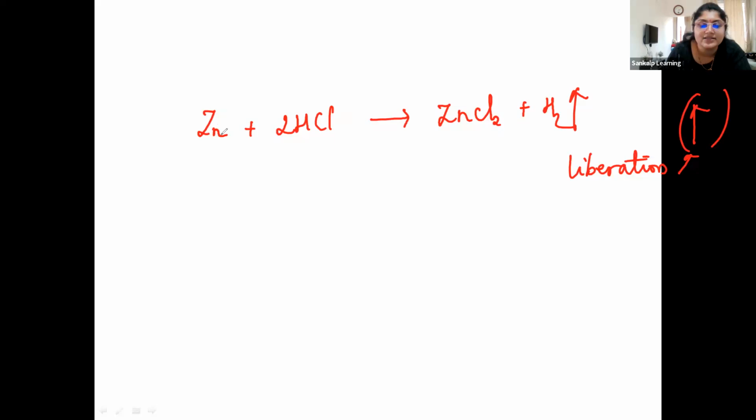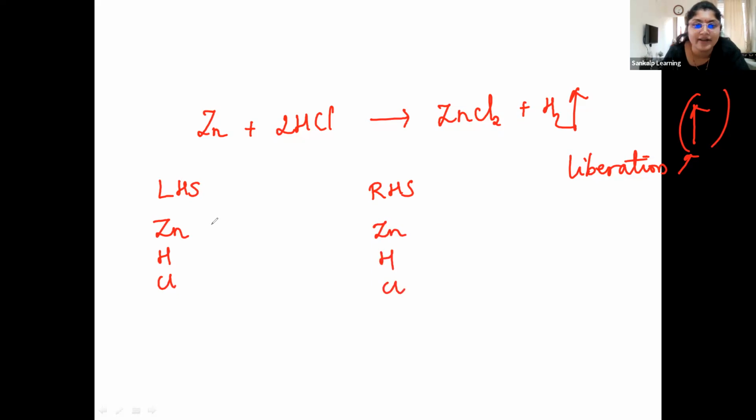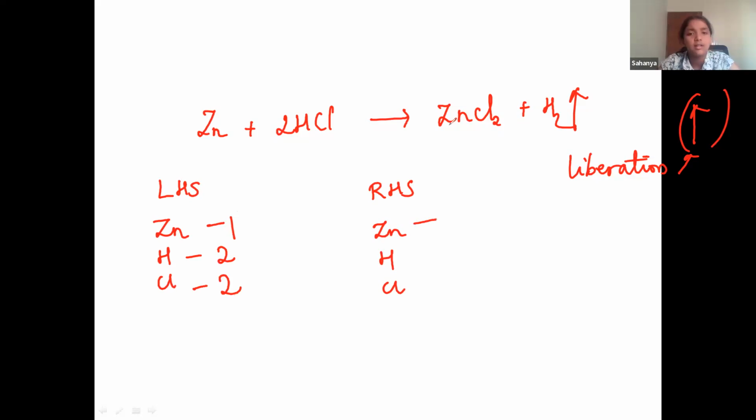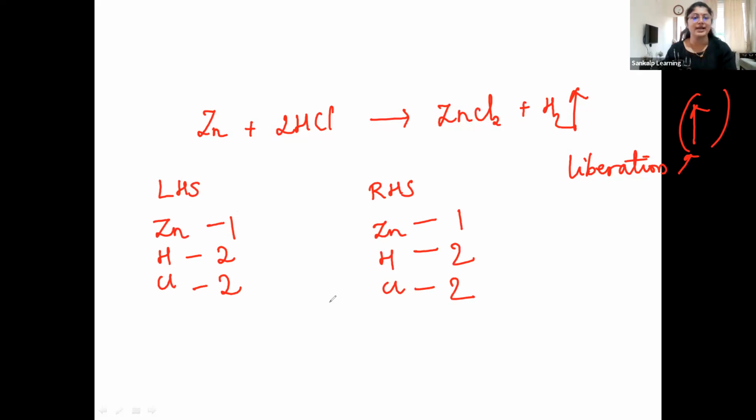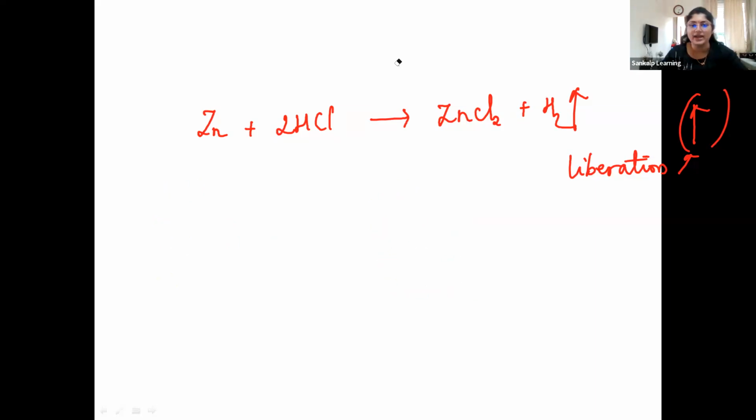So see the number of atoms on the left hand side and right hand side. Zn is there, H is there and Cl is there. Zn 1, HCl 2, Cl 2; on the right, Zn 1, hydrogen 2, Cl 2. So it is a balanced equation. This tells you that the reaction is balanced. So when zinc granules are treated with hydrochloric acid, you get ZnCl2 with the liberation of hydrogen gas.